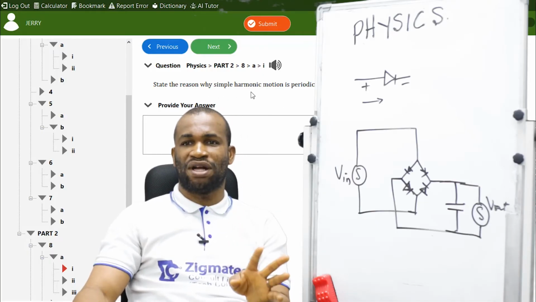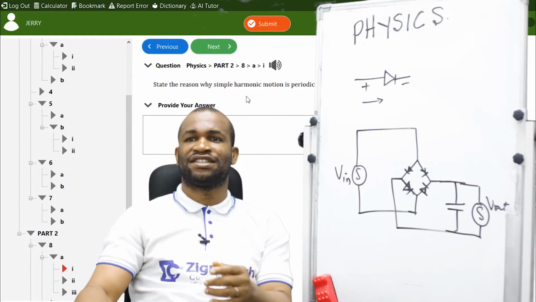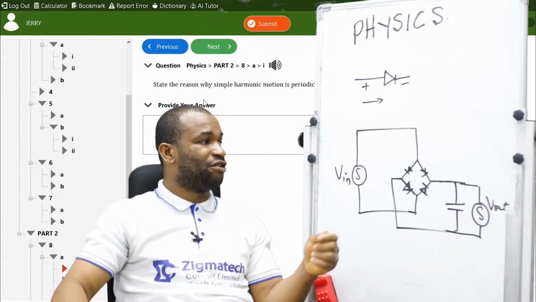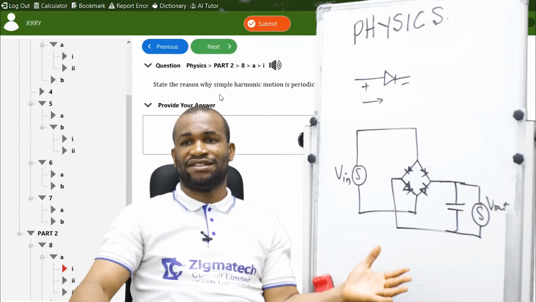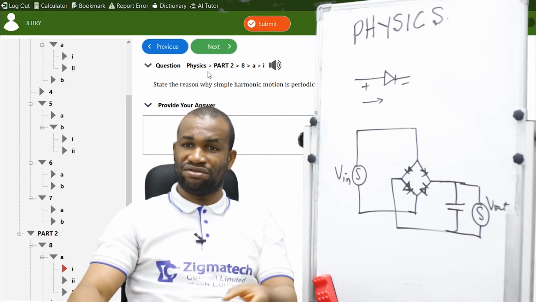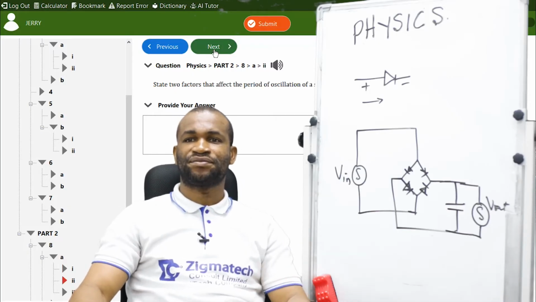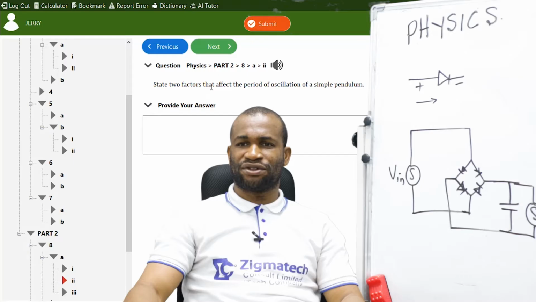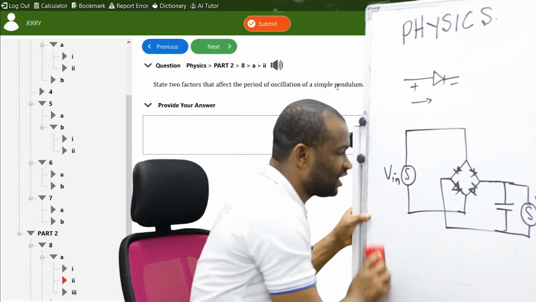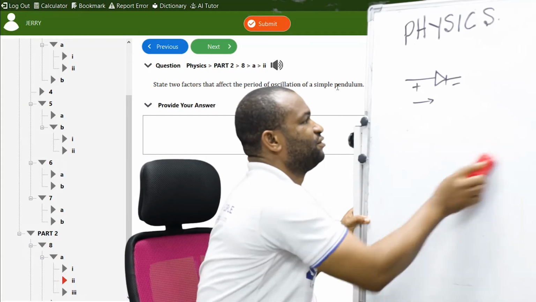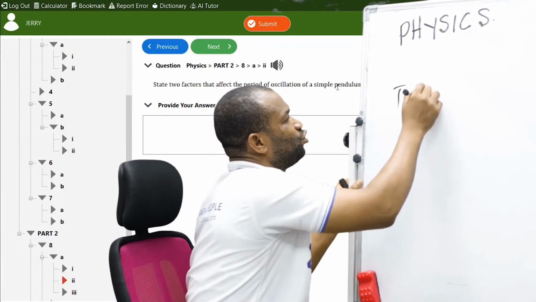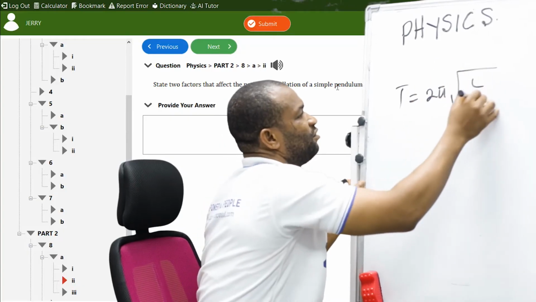And that's number one reason. Another one is that the acceleration must be directed towards the center. There must be a center of equilibrium and it must be directed towards the center. So from the definition, you can pick out the reasons. State 2 factors that affect the period of oscillation. Factors that affect the period of oscillation, from this formula, 2 pi root L over g.